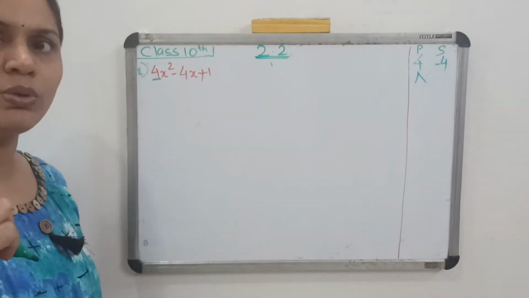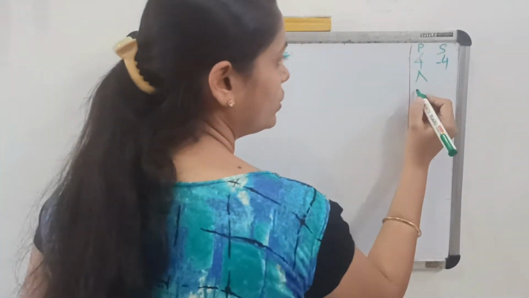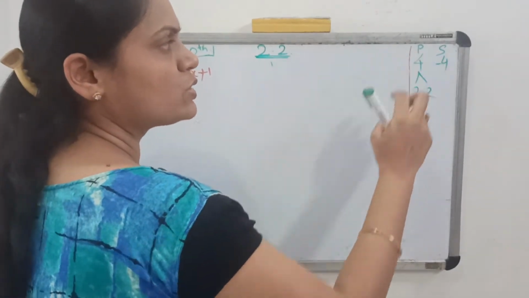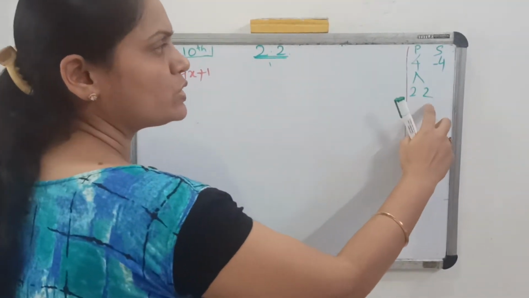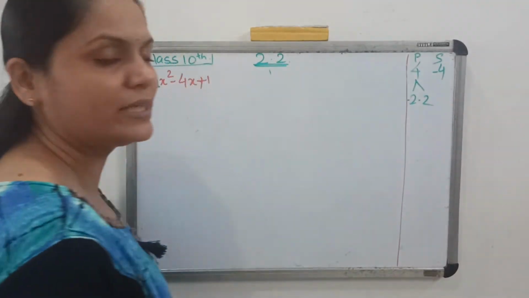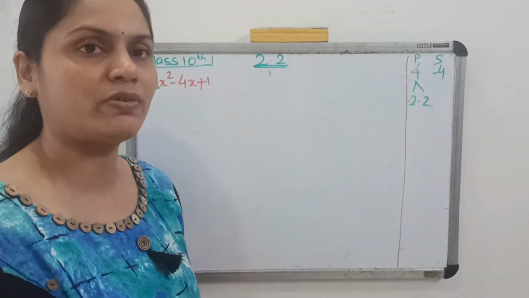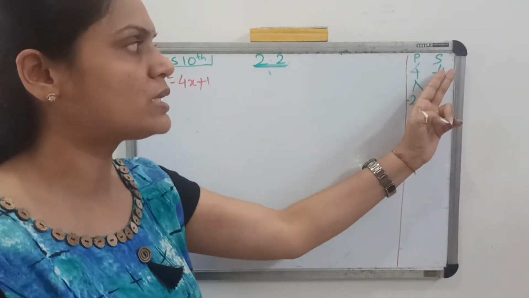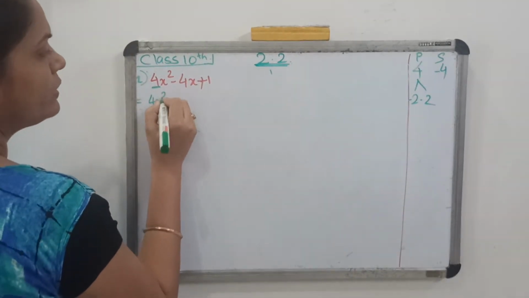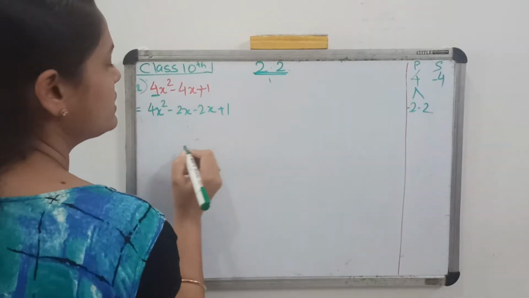Now we have to find two numbers whose product is 4 and sum is minus 4. 2 2s are 4. If both the numbers are positive, the product is positive 4, but plus 2 plus 2 will be 4. We are not getting minus 4. Minus 2, minus 2: multiplication of two negative numbers will give a positive number, and the sum of minus 2 and minus 2 will become minus 4. So the polynomial is 4x square minus 2x minus 2x plus 1.